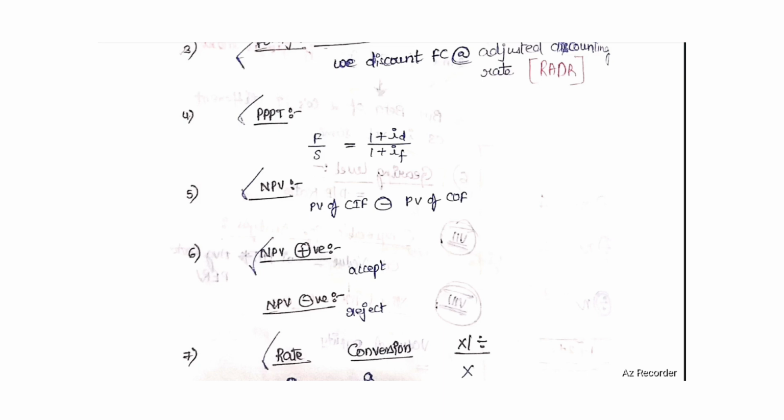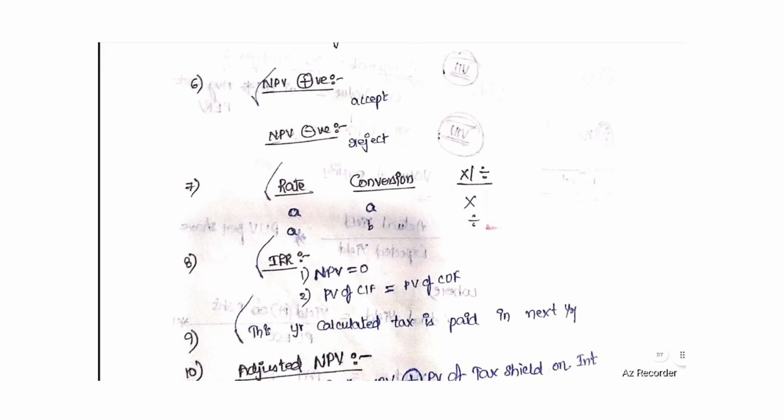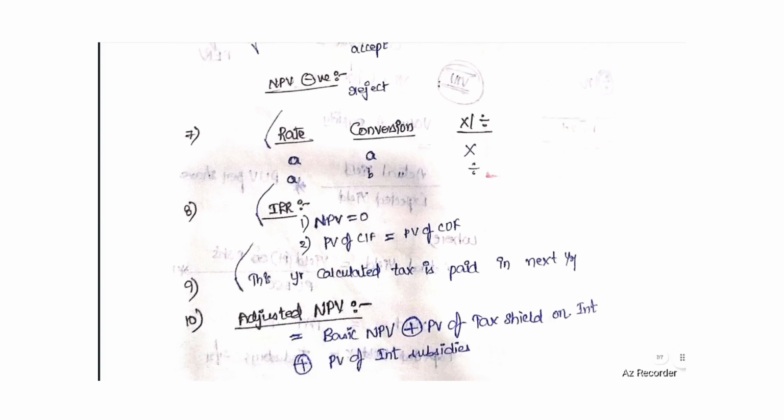Same for IRP, interest rate parity theory, F by S equals 1 plus RD divided by 1 plus RF. RD means interest rate of domestic country and RF means interest rate of foreign country. NPV equals present value of cash inflows minus present value of cash outflows. If NPV is positive, accept the project. If NPV is negative, reject the project.